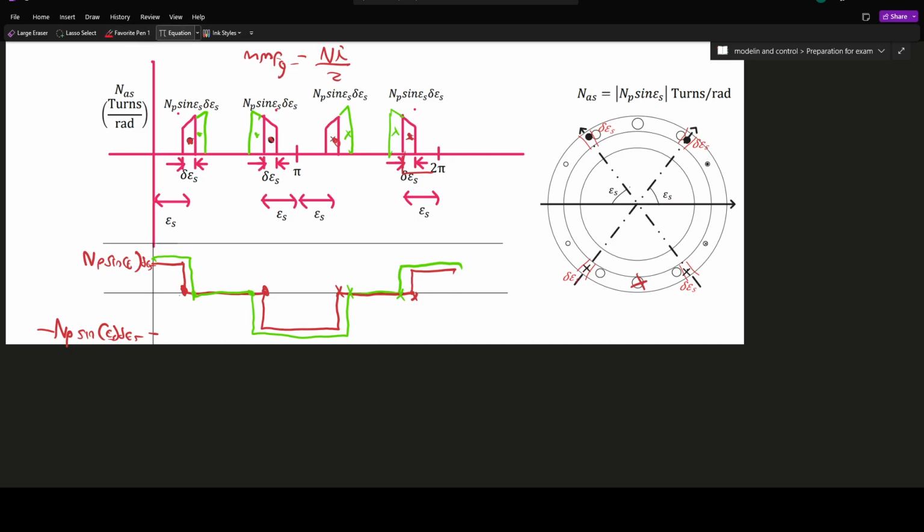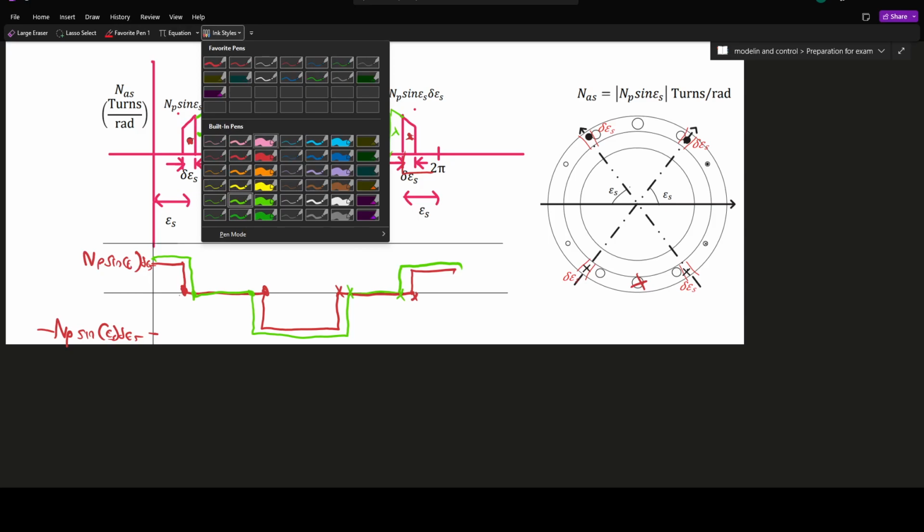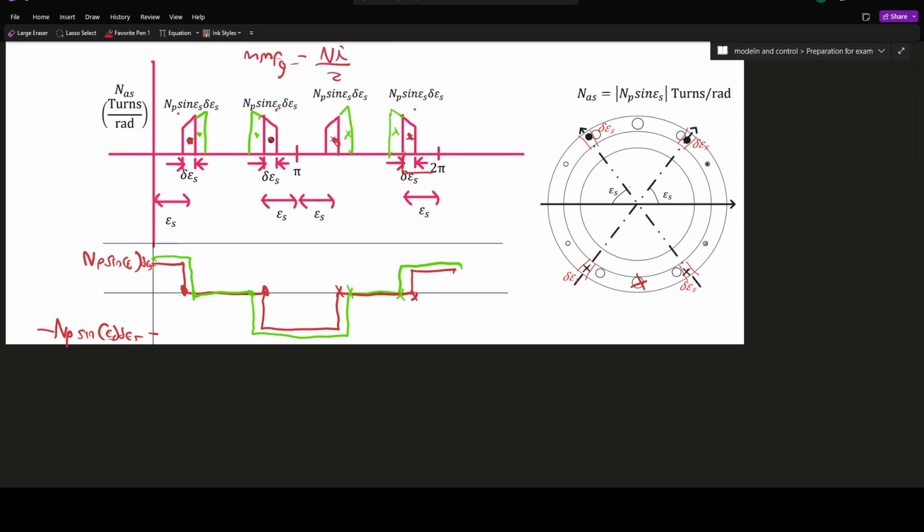And if we add another one, let's make a blue one. Here, another dot. And here, another dot. Here, another cross. And here, another cross. Now we know that here is pi, and here we are going to have 2 pi. So we know that they are going to keep growing until 2 pi, and then they start decreasing.